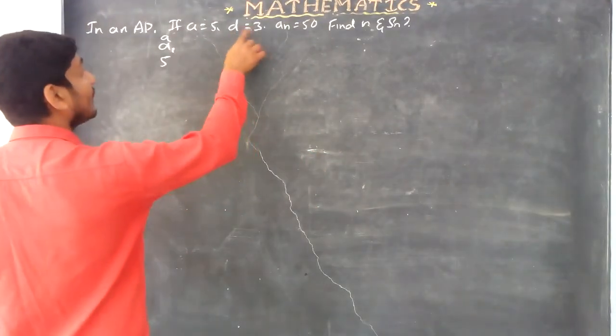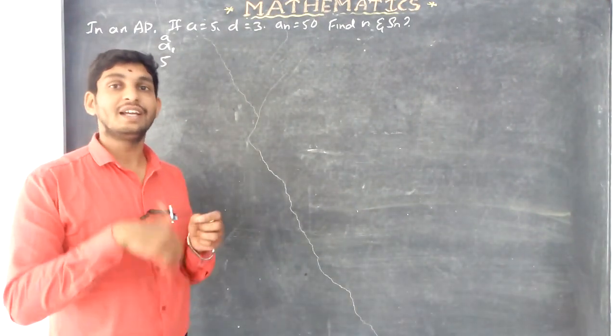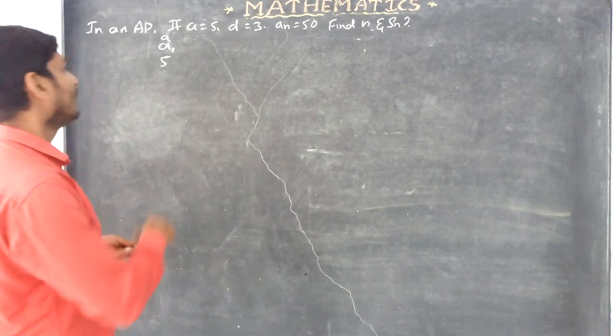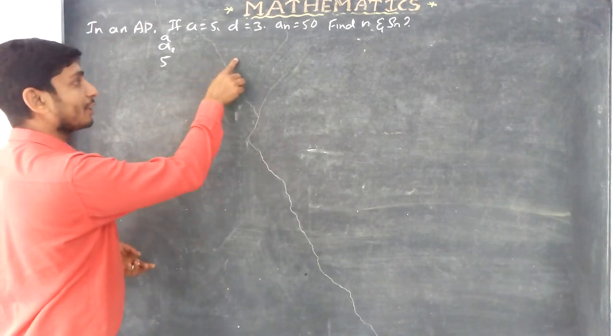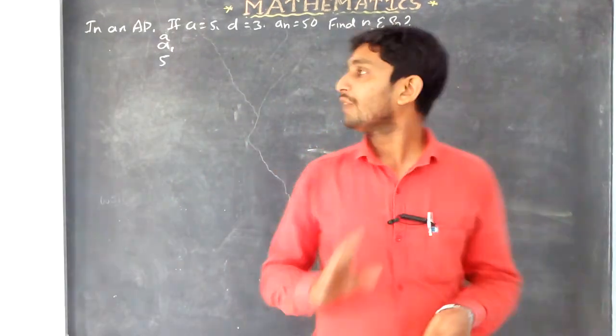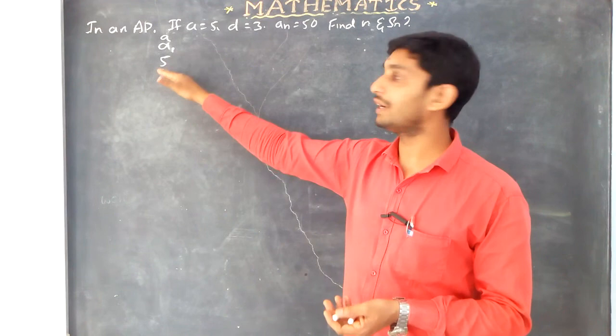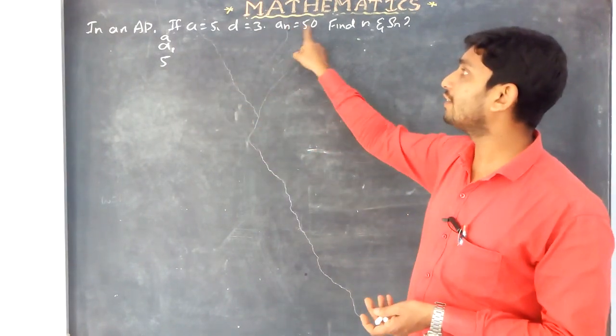Okay, d is 3. d means the common difference of that AP is 3. So if you want the next term, you have to add 3. Next term is 8, next term is 11, next term is 14, and so on. No need of finding the AP, they have not asked to find it. Okay, a is 5 means the first term is 5, d is 3 means the common difference of that AP is 3. nth term is 50.